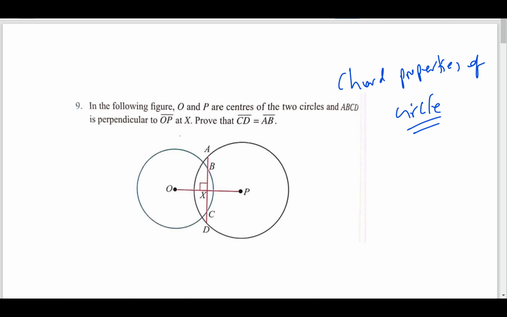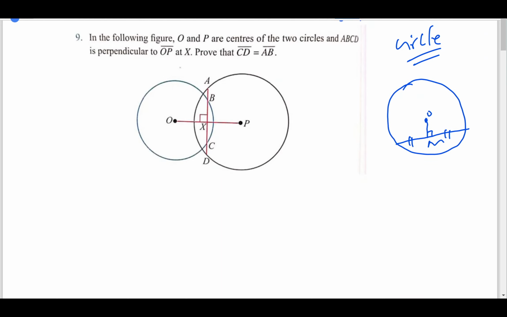And one of the properties of a chord, dear friends, is when you are given a circle and this is the center, you have a chord here. As long as we have a perpendicular bisector passing through the center, so this is center O, this part is equal to the other part. So it means the chord is divided into two equal parts. That is the property actually we are going to use in this question here.